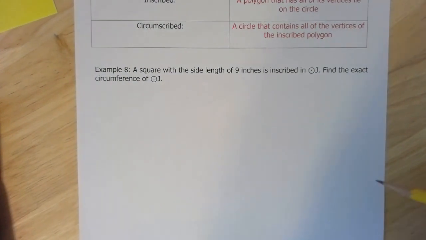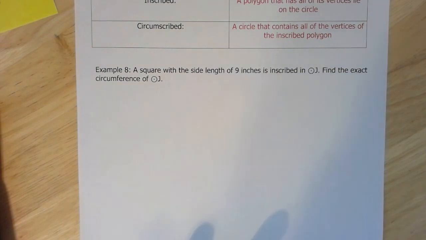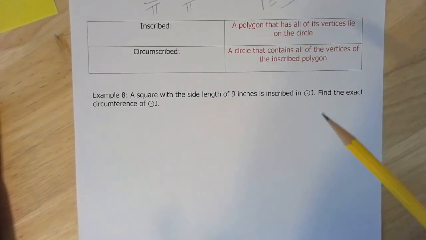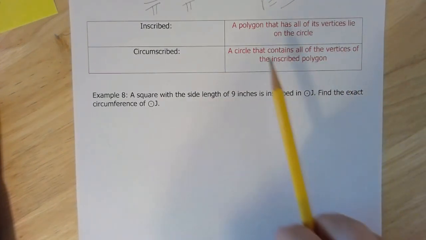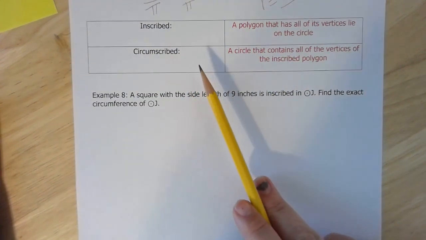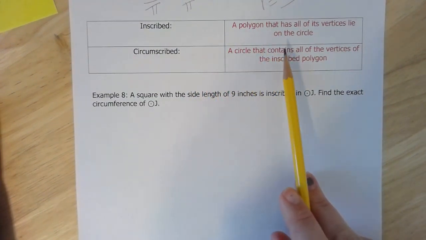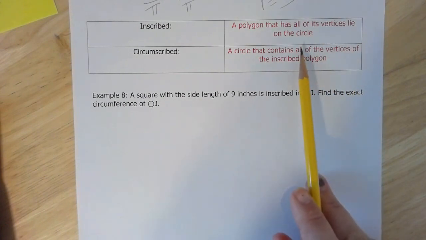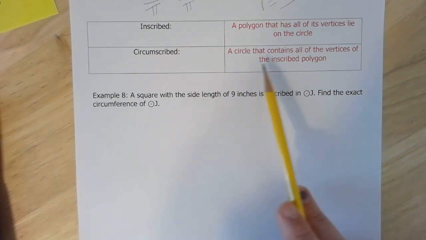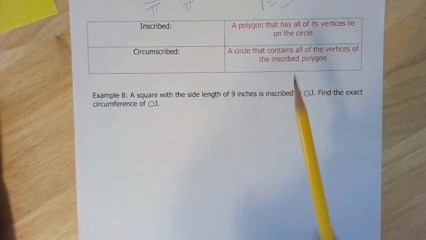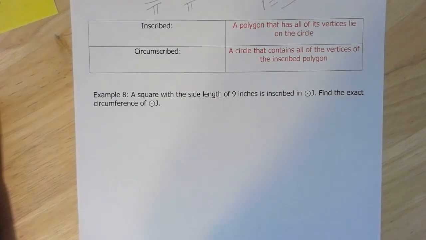Example 8. It says a square with the side lengths of 9 inches is inscribed in circle J. Find the exact circumference. All right, so inscribed. Okay, there's 2 different definitions you have here. Inscribed is a polygon that has all of its vertices lie on the circle. Circumscribed is a circle that contains all of the vertices of the inscribed polygon. All right, so it's inscribed.